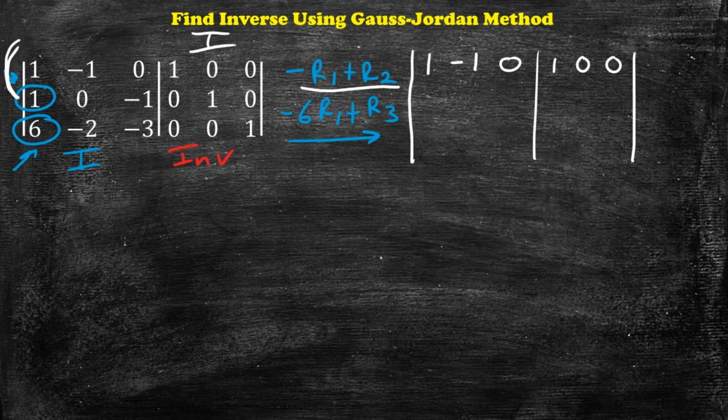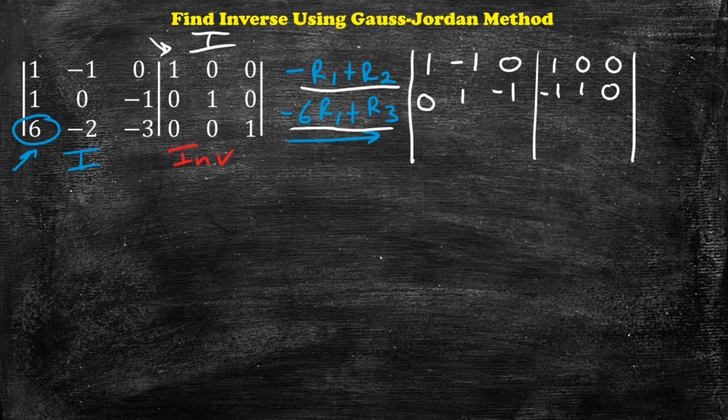So -1 plus 1 is going to be 0. -1 times -1 is +1, plus 0 is 1. And then 0 times -1 is 0, minus 1 is -1. And then we also have to do it to the right-hand side. So look in here, -1 times 1 is -1, plus 0 is -1, and then we will get 1 and 0.